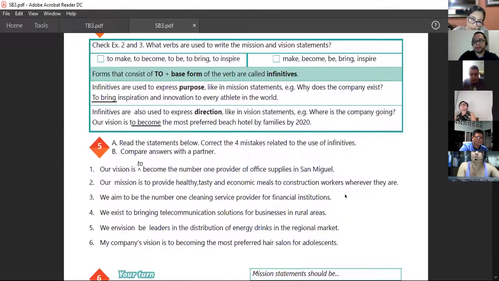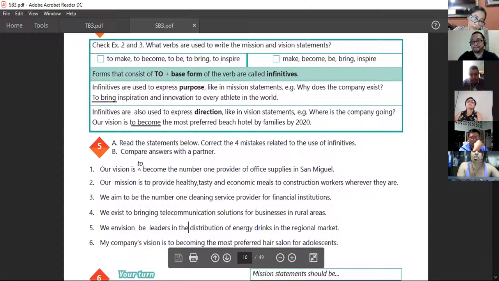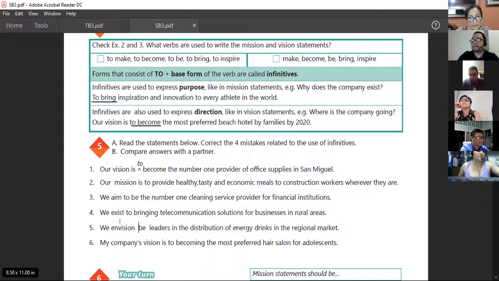Is it correct? Le falta el tú donde va hasta el B, ajá. Okay, here. We ambition to be leader. Very good. In the distribution. Distribution of energy drinks in the regional market. Energy drinks in the regional market. Market, very good. So, let's move on to number six.